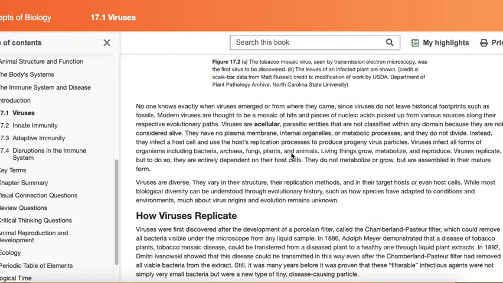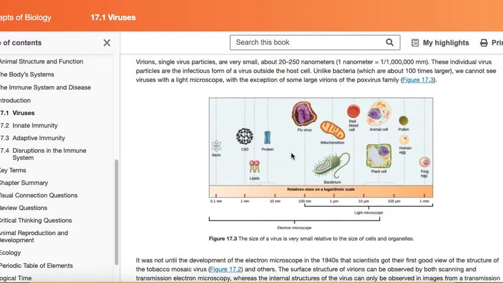So viruses are not considered living, and if you wanted to know if something was a virus or a bacteria, basically you could see if it could metabolize, grow, and replicate, and if it could, then it's probably a bacteria.